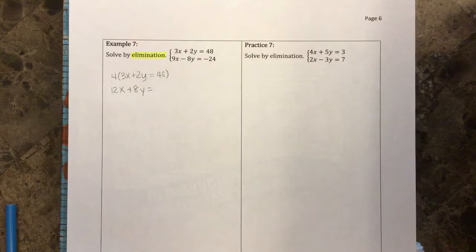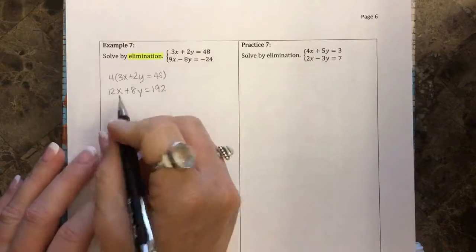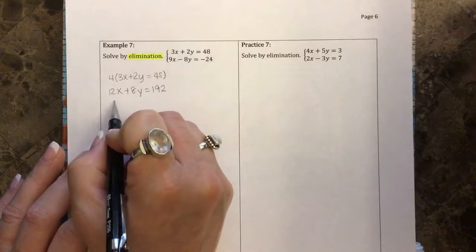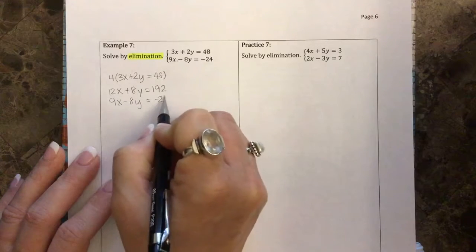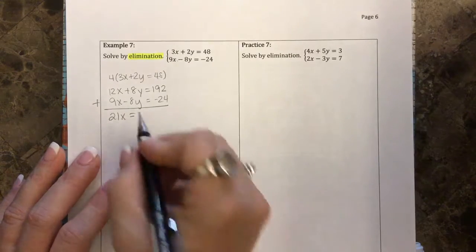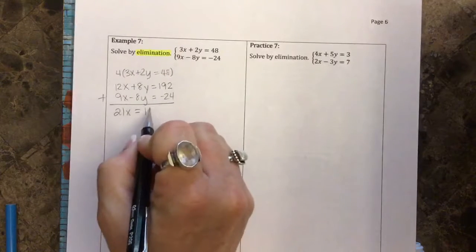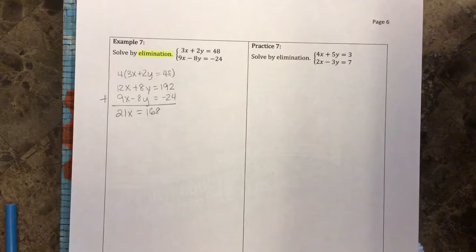and I don't remember what 48 times 4 is. I know it's 96 times 2, 192. I think that's 192. Okay, and then we have 9x minus 8y is equal to negative 24. So I get 21x is equal to 168. Let me check my math. Just double check. Okay, minus 24, 168. Oh, good, I did it right. And then divided by 21 is 8.